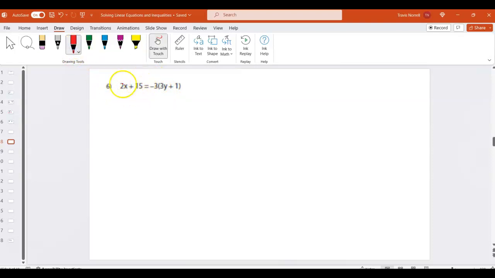Notice there's nothing to combine on the left. So here I'm going to distribute the -3 times the 3y and the -3 times the +1. So I'll have 2x plus 15 is equal to -3 times +3y would give me -9y, and -3 times +1 would give me -3.